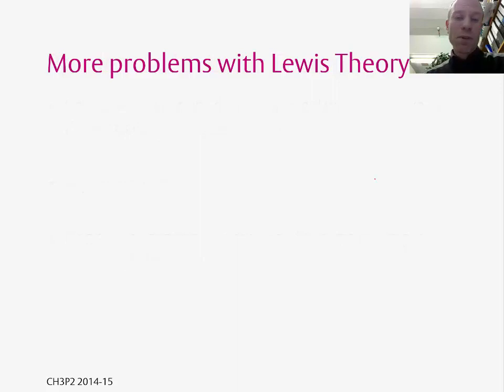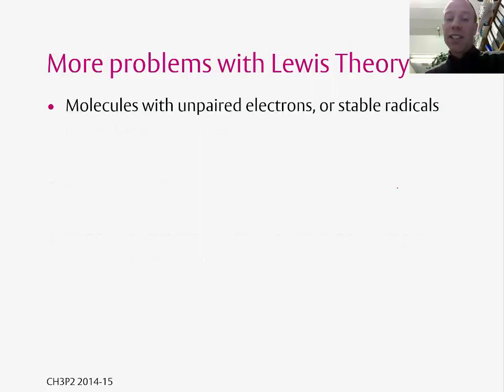There's even more problems. How about the existence of molecules with unpaired electrons? We can have molecules like NO, that has an unpaired electron. Or we can have stable radicals, which are reactive, yes, but are stable. So things like OH, which you'll have seen in atmospheric chemistry.